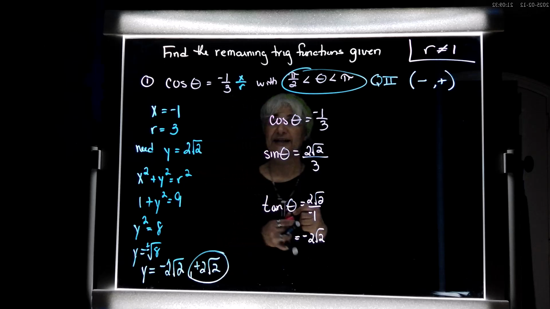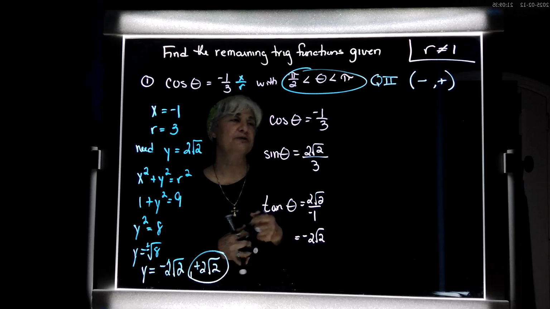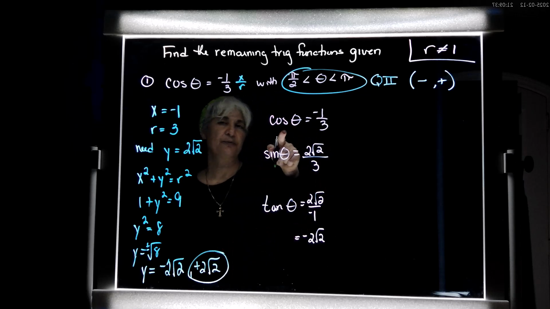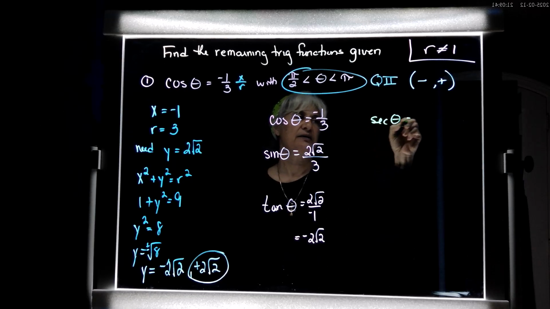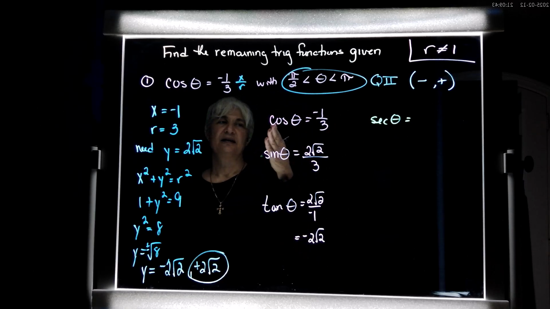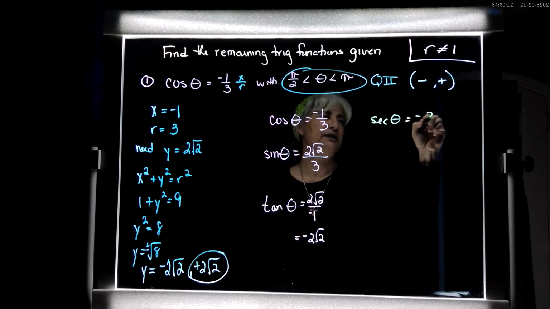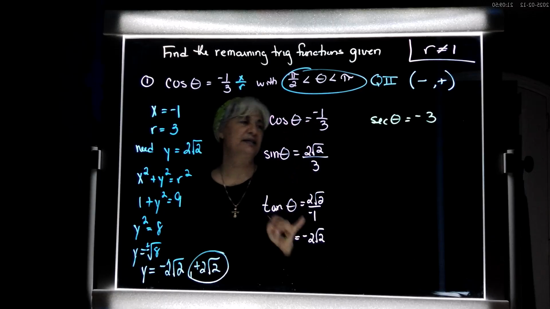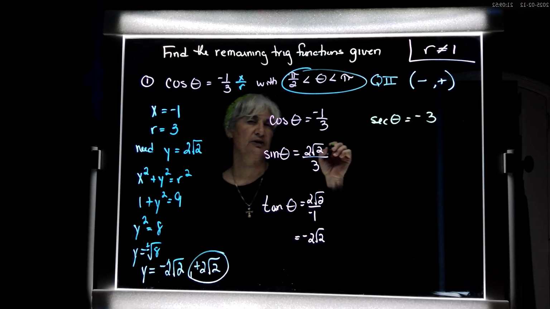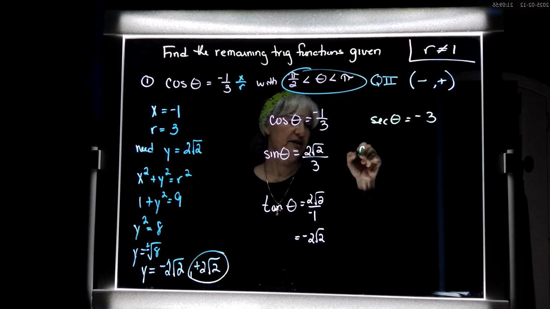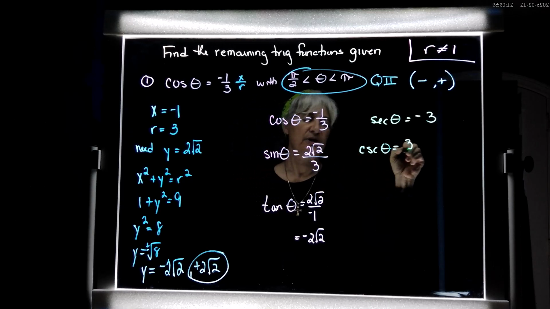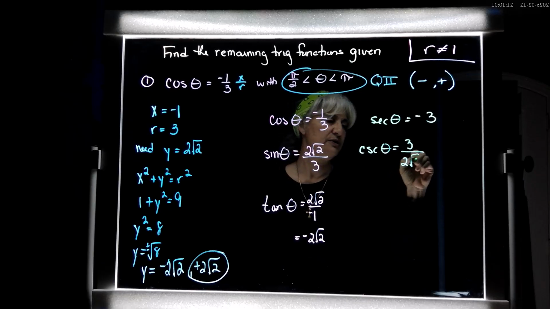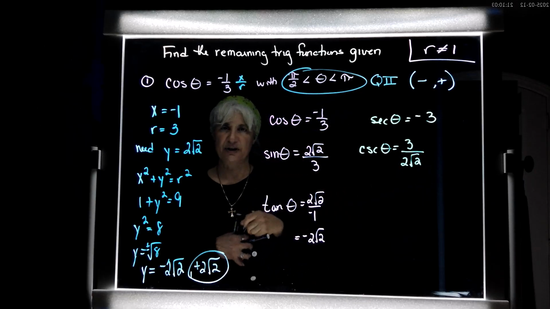Excellent. Okay, now you need their reciprocals. So which trig function is a reciprocal of cosine? Secant. Now you know why I like to keep my chart nice and neat. I'm going to write this even though they gave it to me. Good, -3. When you flip this over, it's just -3. And the reciprocal of sine, cosecant, very good. 3 over 2 times the square root of 2. Now what?